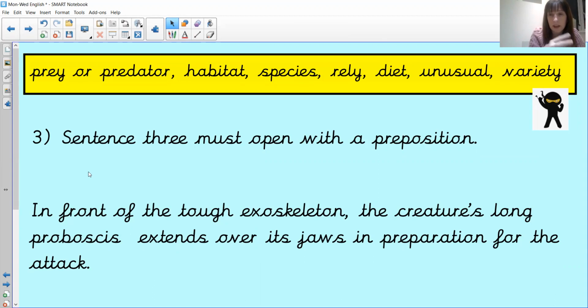Underneath. So think about what you want to say, and think about a positional word, a preposition, to begin your sentence. All right, pause here and do sentence number 3.